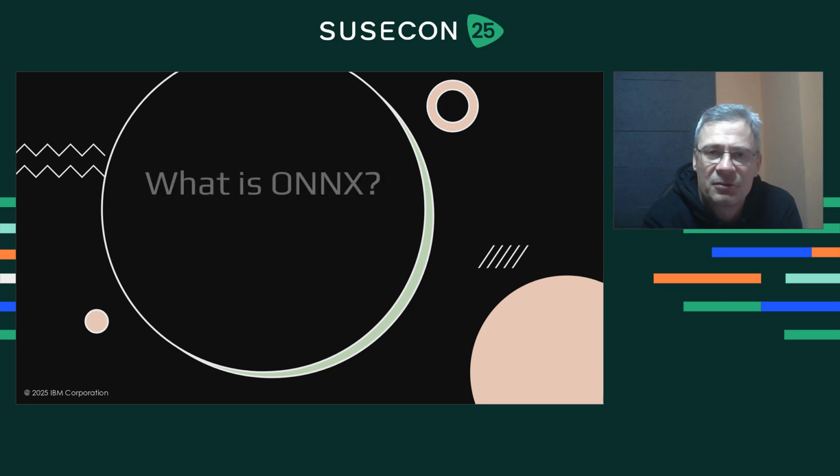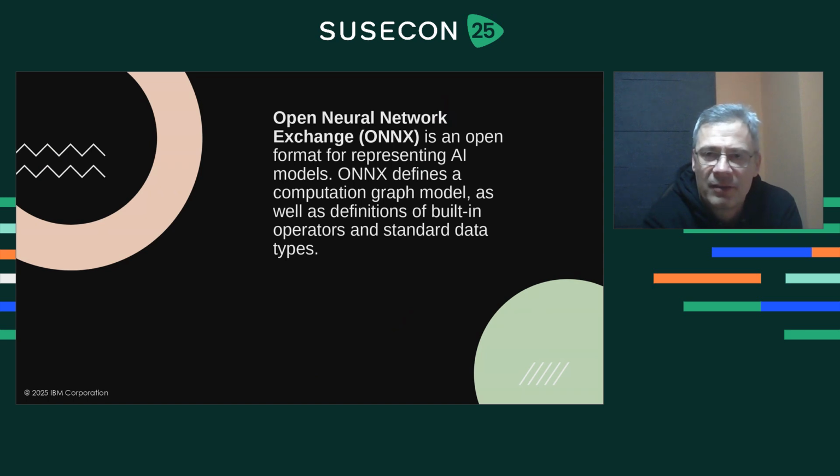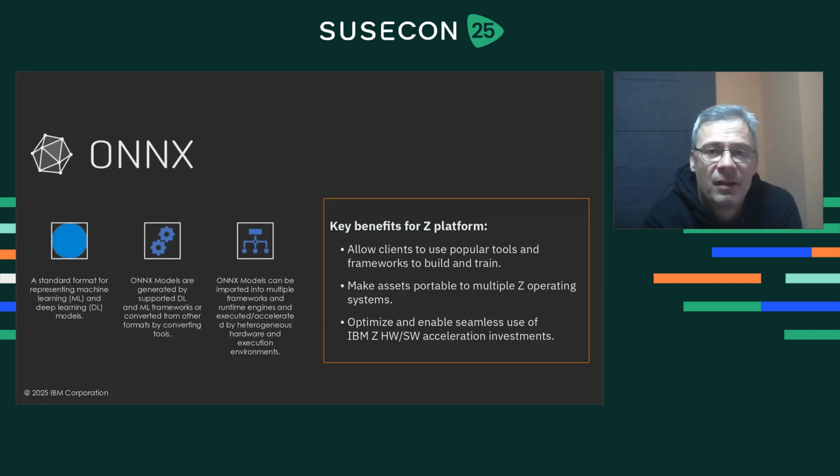Now, as far as ONNX is concerned, let's take a little bit of a closer look. What exactly is ONNX? As I mentioned, it stands for Open Neural Network Exchange Format. That is an open format for representing AI models. So you basically define the computational graph model and everything else that's associated to and required to actually run the model and pass in data, read out results, and so on and so forth. Again, on our platform, this helps us a great deal, as I already elaborated, because ONNX is so popular.